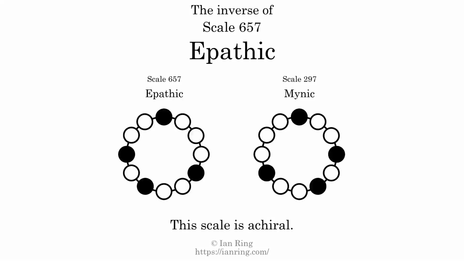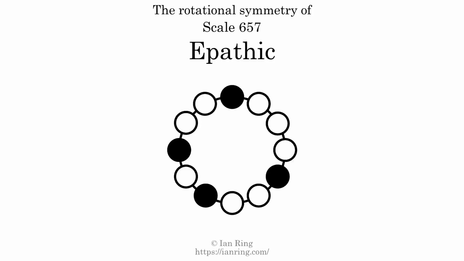The inverse of a scale is a mirror image. It is what you get when the sequence of intervals is reversed. The inverse of this scale is scale 297, minic. This scale is achiral, since it can transform into its own reflection by a rotational transformation. This scale has no rotational symmetry.